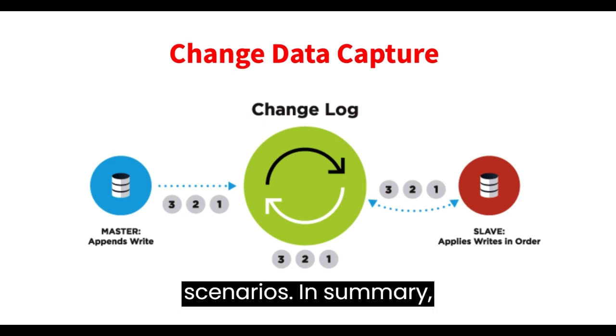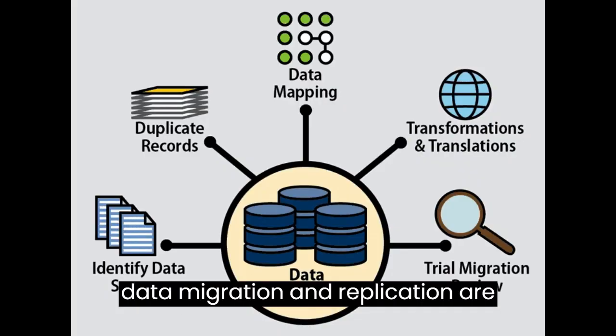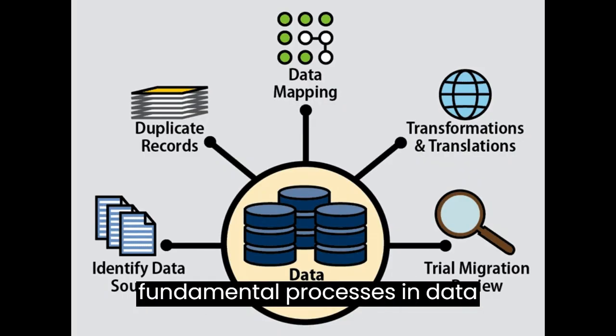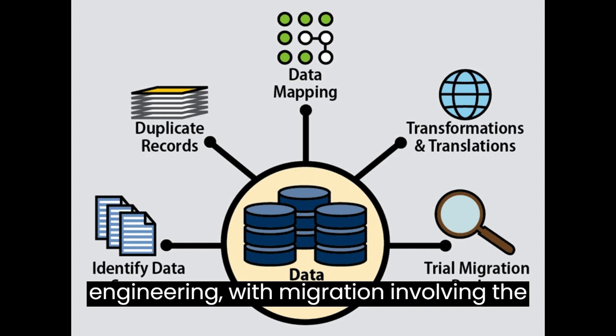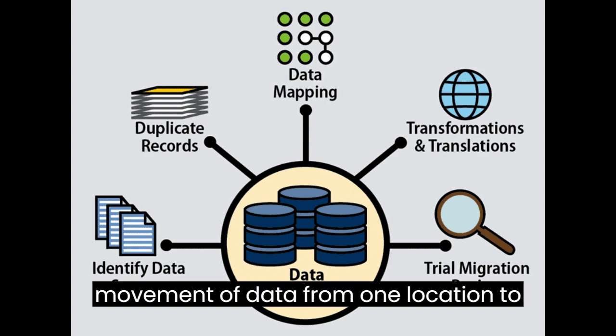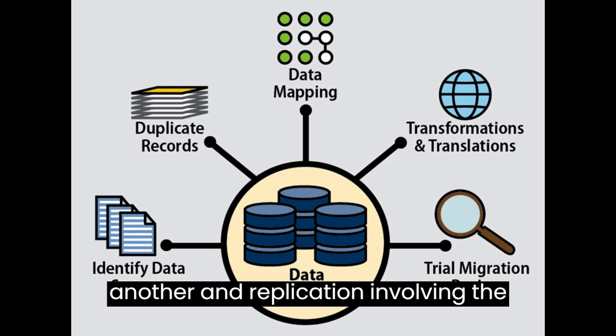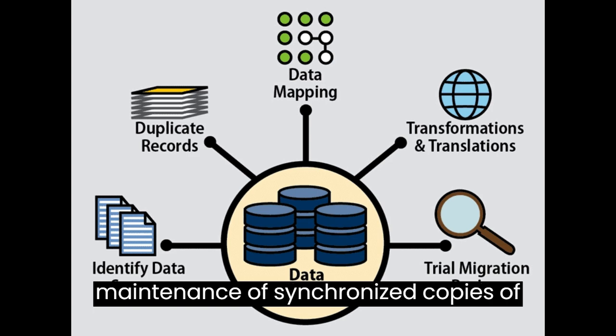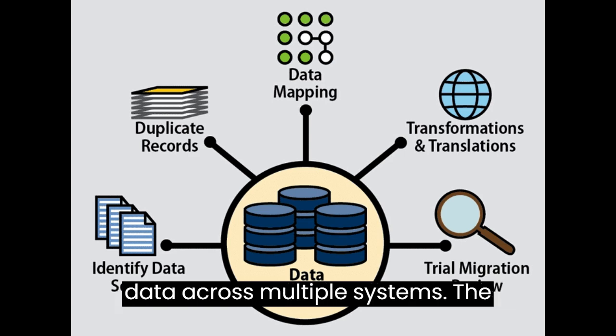In summary, data migration and replication are fundamental processes in data engineering, with migration involving the movement of data from one location to another, and replication involving the maintenance of synchronized copies of data across multiple systems.